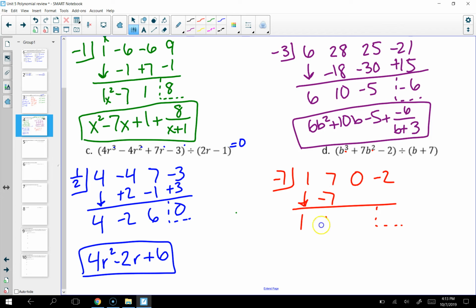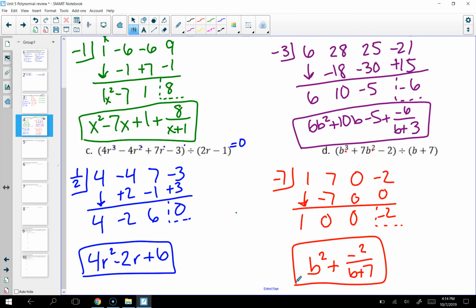Alright, so we multiply. Oh, that's 0, 0, 0, 0, negative 2. Alright, so how do we write this? Well, it was a b cubed. This is now a b squared. These zeros mean I don't have a b, I don't have a constant, but I do have a remainder. So it's going to be b squared plus negative 2 over b plus 7.